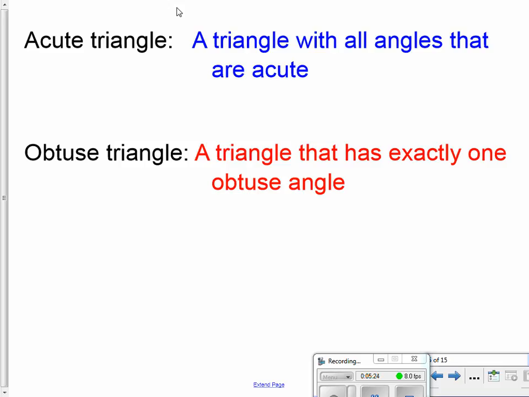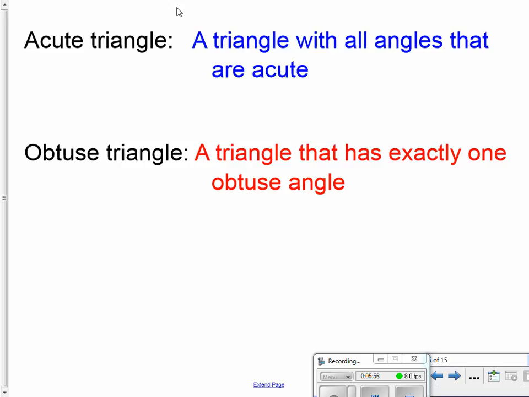Two more definitions that you might not have on yours. I want you to write these in. An acute triangle is a triangle with all angles that are acute. So if I draw something like that, something close to that, kind of an off drawing, but if we can tell that all of these angles are less than 90 degrees, then that would be an acute triangle. All of them have to be less than 90 degrees. All of them are acute.